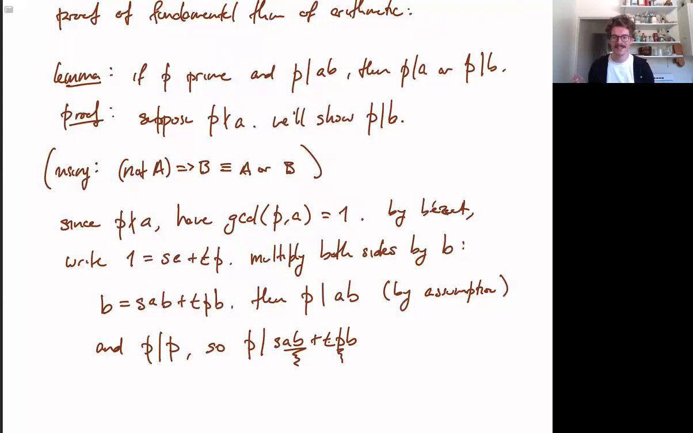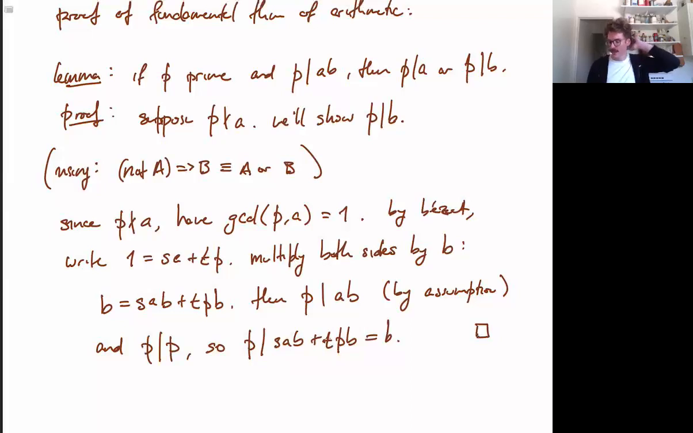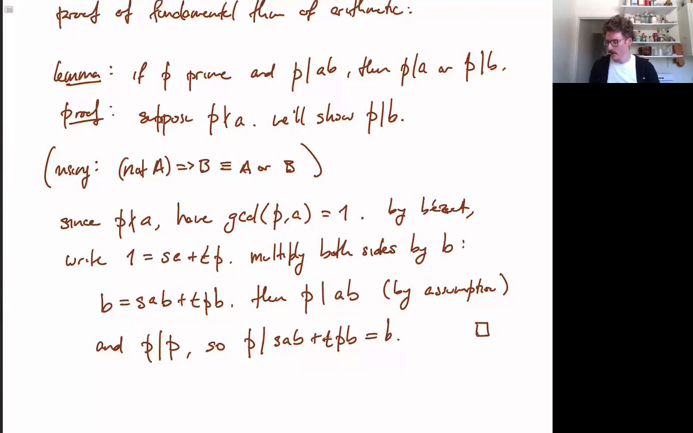So again, I've said this a million times, so hopefully it's becoming familiar. By our divisibility rules, P has to divide this whole thing. And of course, this whole thing is equal to B. And that is what we wanted to show. We said we were going to show that P divides B, and that is what we just showed. Cool. So this is essentially why you get the uniqueness of prime factorizations, because if P divides a product, then there's no place for it to hide. It has to show up in one of the factors. So let's use this to prove the fundamental theorem.